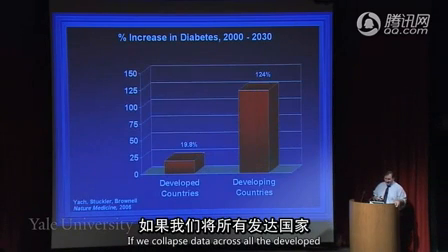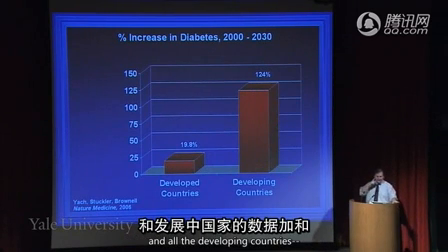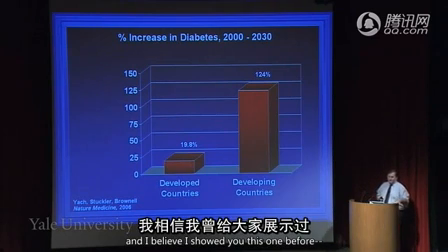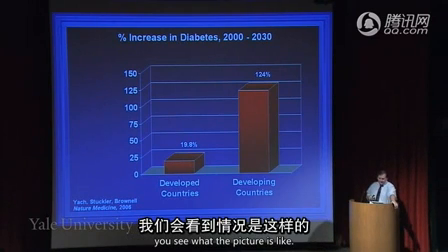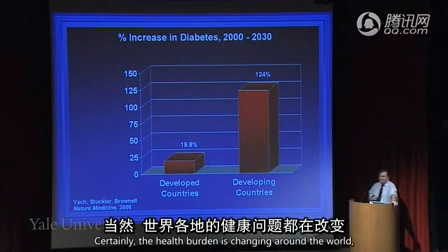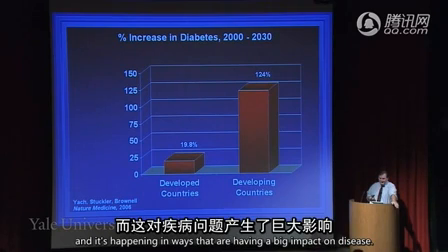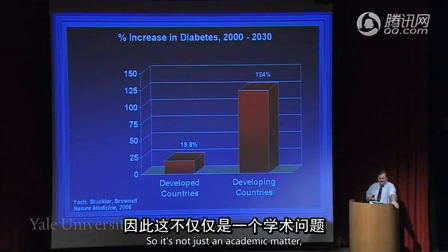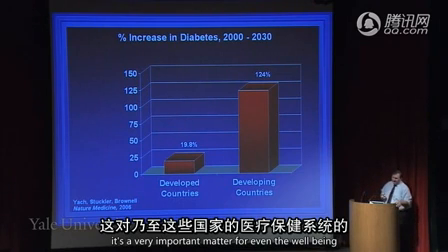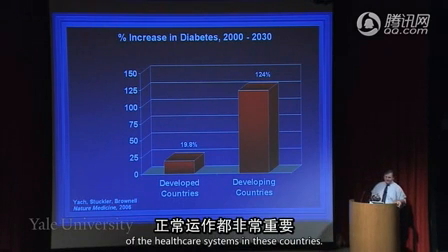If we collapse data across all the developed and all the developing countries, and I believe I showed you this one before, you see what the picture is like. So certainly the health burden is changing around the world. The diet is changing a lot, and it's happening in ways that are having a big impact on disease. So it's not just an academic matter. It's a very important matter for even the well-being of the healthcare systems in these countries.